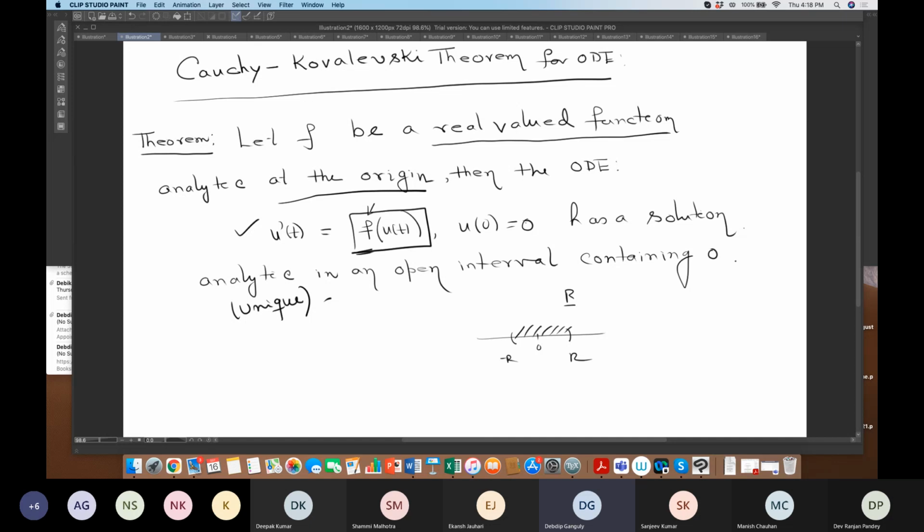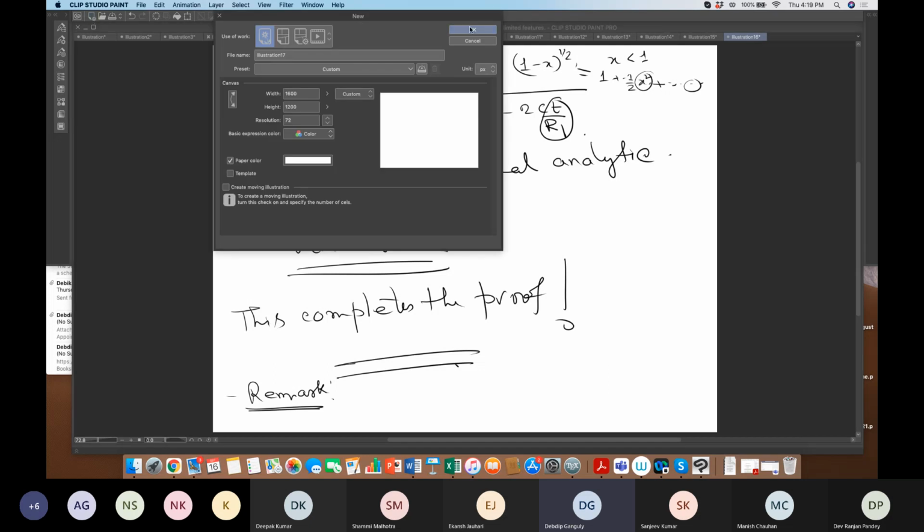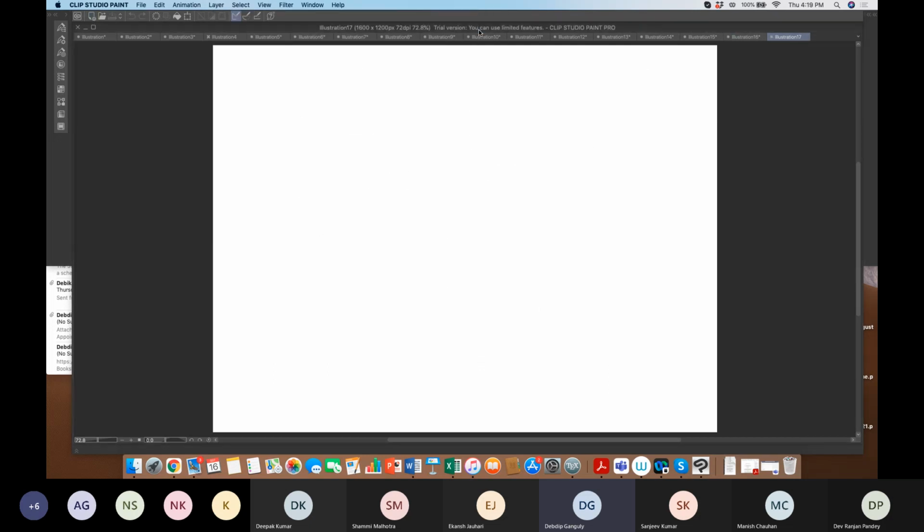Okay, very good. Now our aim is to prove such a theorem for PDE. Can anyone tell me, to prove this type of theorem in PDE, what setting I have to use?